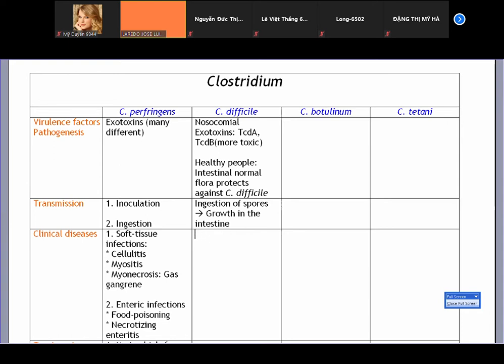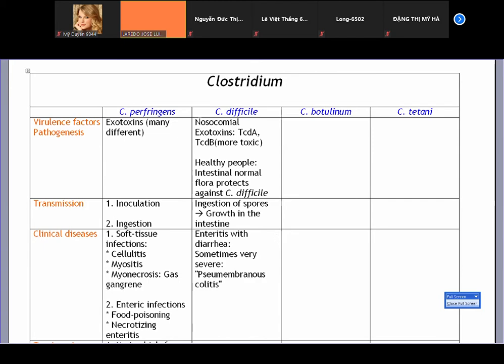So we are going to say enteritis with diarrhea. This diarrhea sometimes is very severe. When this diarrhea is very severe, this is the clinical case that I showed you. This is called pseudomembranous colitis. This is the most severe.